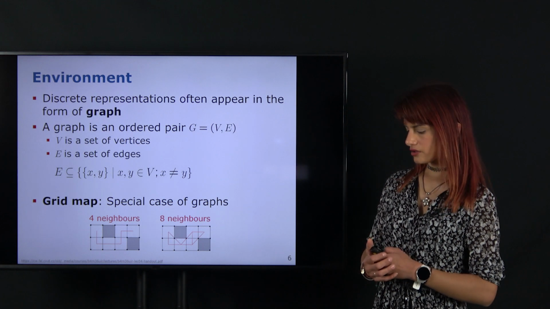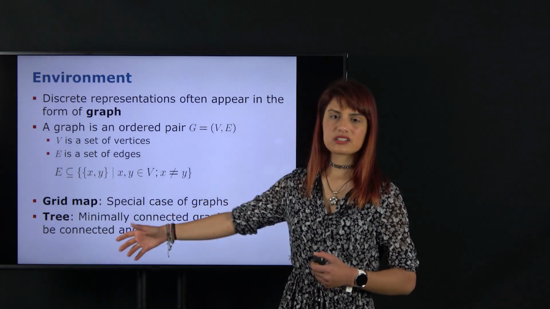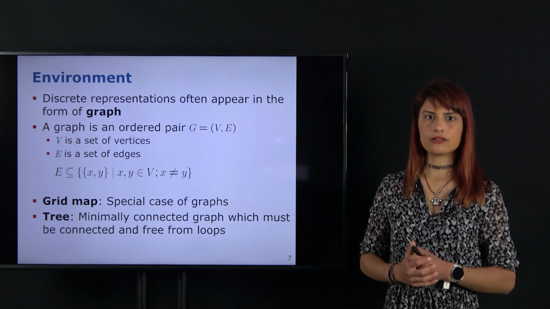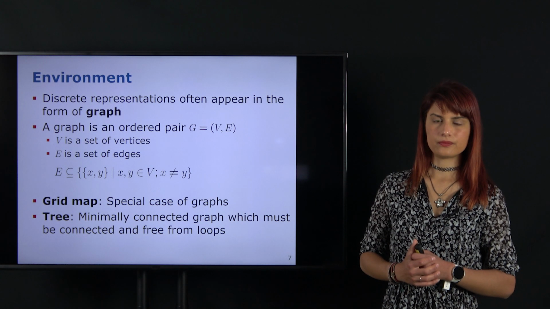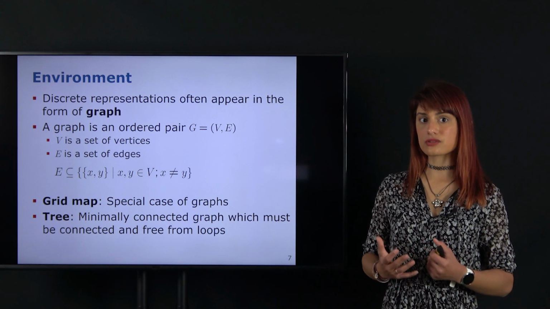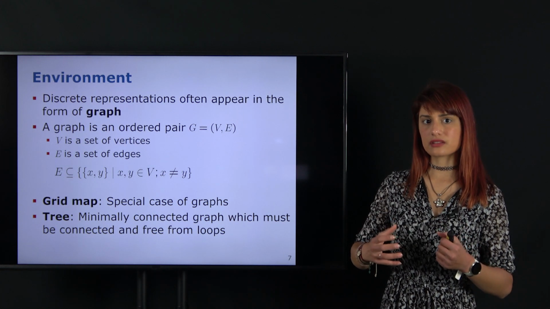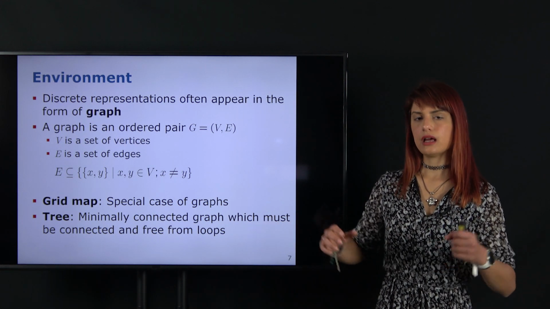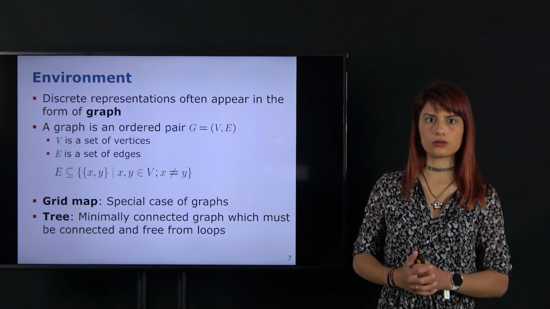Another data structure which will also be useful is a tree. A tree is simply a minimally connected graph that has no loops and is fully connected. And this data structure, as we will see, will be valuable when we consider that search-based methods effectively expand and branch out starting from the start as they search towards the goal.